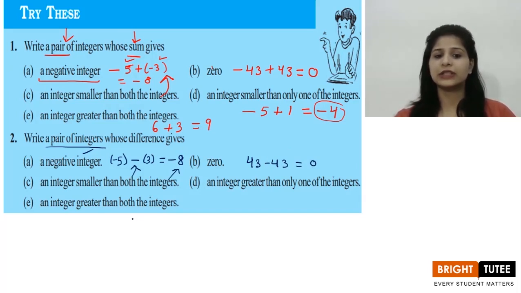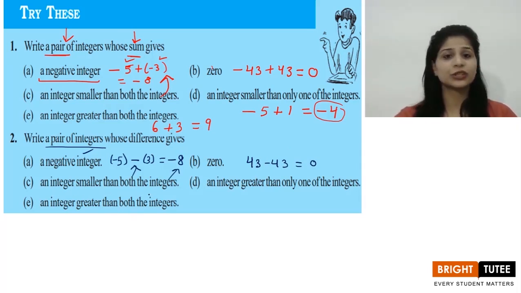Okay, now the third part. An integer smaller than both the integers. So this integer is smaller than both the integers. So if I take 5 and 3, 5 minus 3 will give me 2 as the answer. 2 is smaller than 5 and 3, both of it.